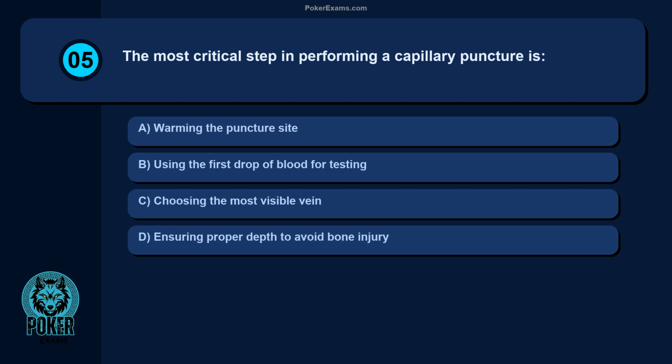Question 5. The most critical step in performing a capillary puncture is warming the puncture site. Using the first drop of blood for testing. Choosing the most visible vein. Ensuring proper depth to avoid bone injury.